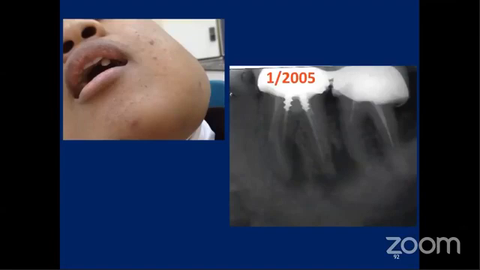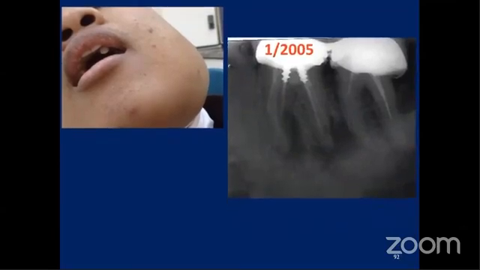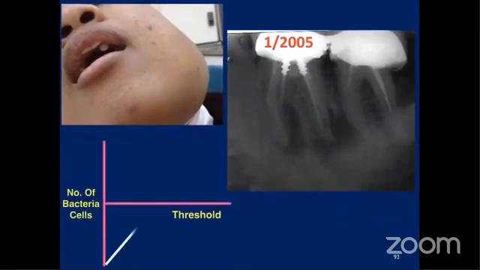So all of us now know this is improper root canal treatment. And because of this, the number of microorganisms exceeded the threshold and they caused this lesion. And it caused a periapical lesion.